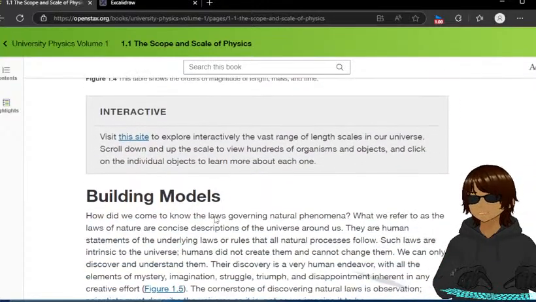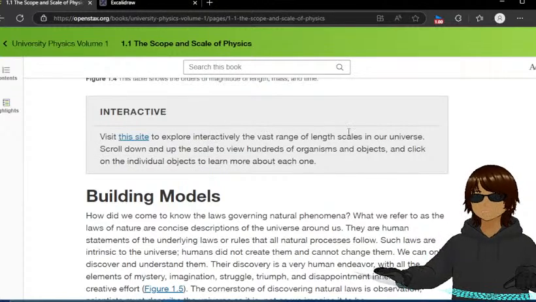Visit this website to explore interactively the vast range of length scales in our universe. To scale. Scroll down and up the scale to view hundreds of organisms and objects. Click on individual objects to learn more about each one.